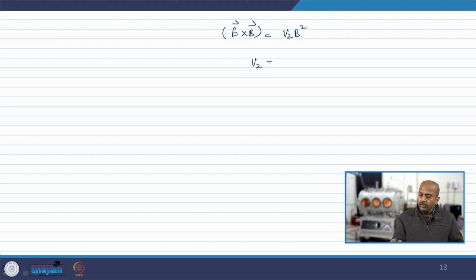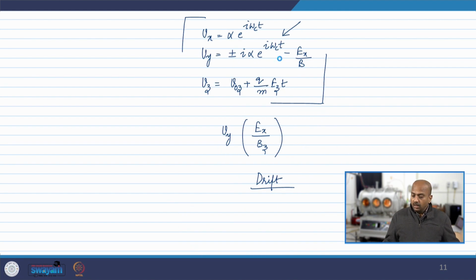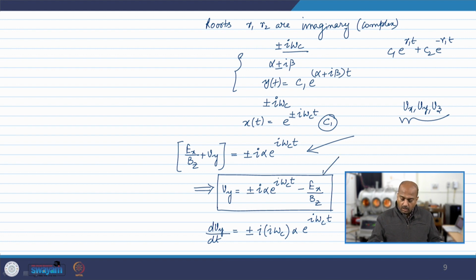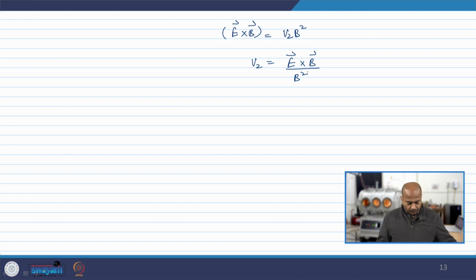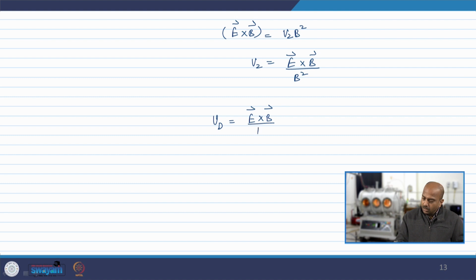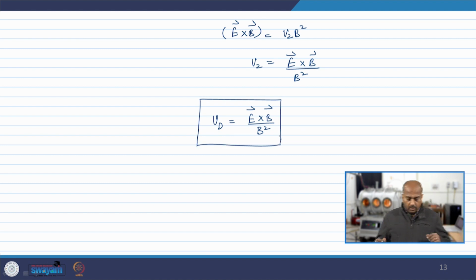So, like I said before, V2 is actually referring to the complementary part of the solution of the differential equation, which is E cross B by B square, the time independent part. The first one is time dependent and this is the complementary part. So, if you take out the complementary part, it will look something like this: V2 is E cross B by B square, or this velocity we call Vd. The drift velocity is a cross of E and B divided by B square, right.